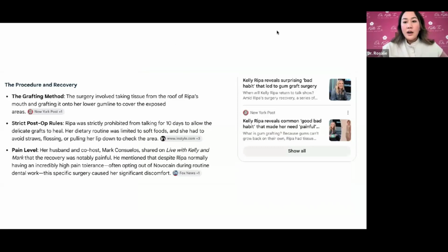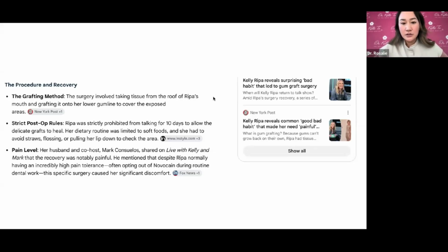So what Kelly Ripa was saying, the grafting method. Oh, they took this tissue from the roof of her mouth, putting it over the lower gum line to cover exposed areas. Yes, that's exactly what I was just talking about. There are some strict post-op rules. No talking for 10 days. So this is in the news, okay? No talking for 10 days to allow the delicate graft to heal.